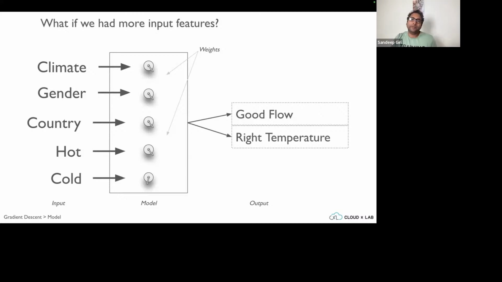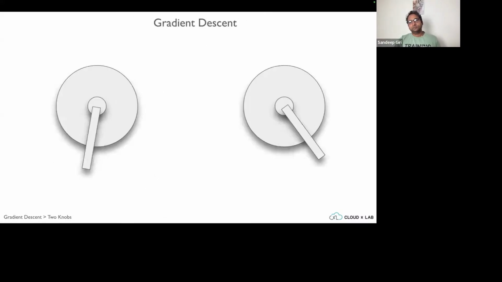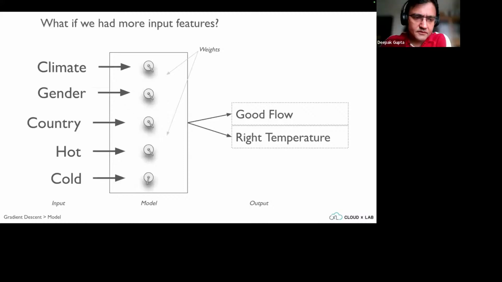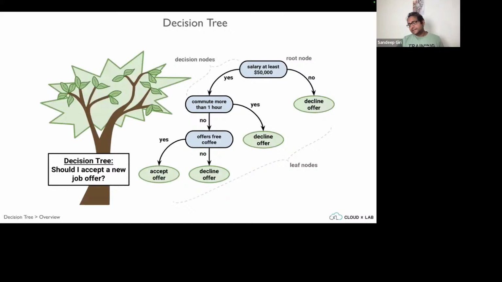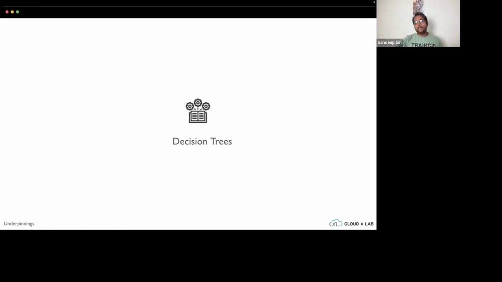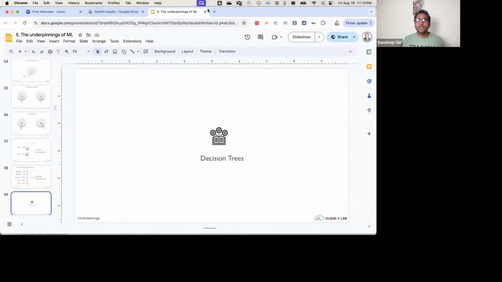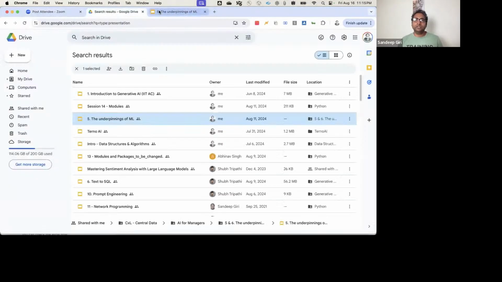All right, is everybody okay with the analogy of knobs so far? Yes, Sandeep. Perfect. All right. So the next idea is decision trees. We'll go into decision trees later. For now, I think we'll stick here. Everybody is on the same page so far?